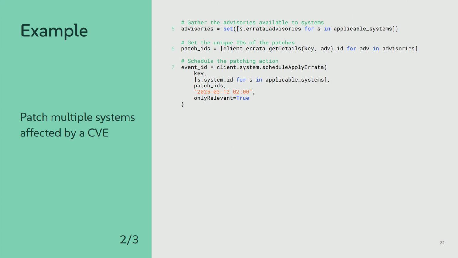And finally, at step 7, the critical step here, is a call to system.scheduleApplyErrata, which is obvious from the name. To it, I provide a list of system IDs that I gathered in the bucket of applicable systems. And the second is all the patch IDs, which will probably be different for some groups of systems. But it doesn't matter, because at the last argument, I also say only relevant equals true. So if there's a bunch of IDs on those patches, and not all of them are for every system, whichever is relevant for it is going to execute there.